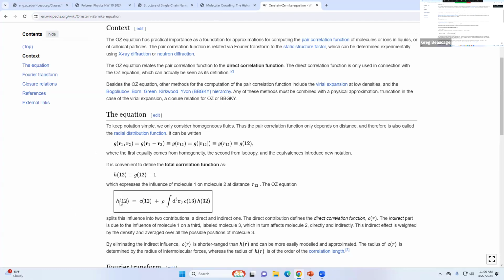So that's H12, which is the thing that's going to give rise to the scattering, the crystal pattern. And then it's also going to involve the binary between 1-3. So basically it becomes an integral of all the possible 3s that you can find that would influence the 1-2. So that equation is called the Ornstein-Zernike equation.